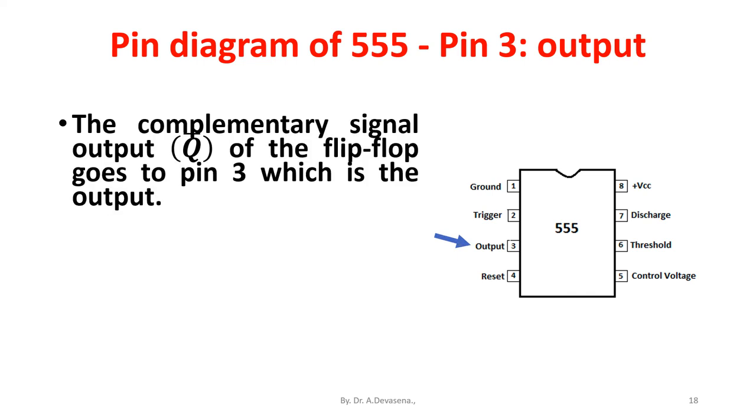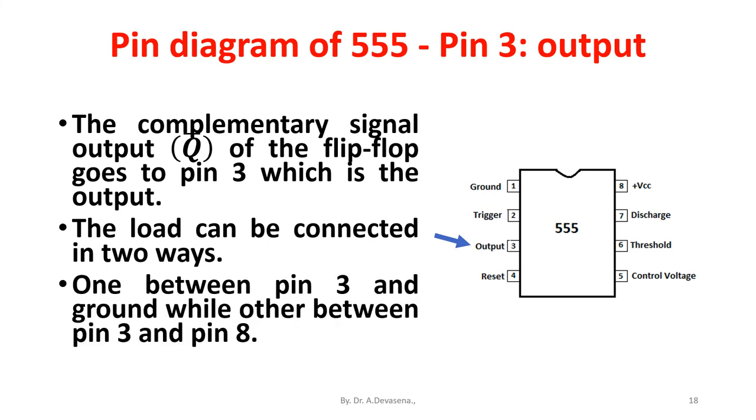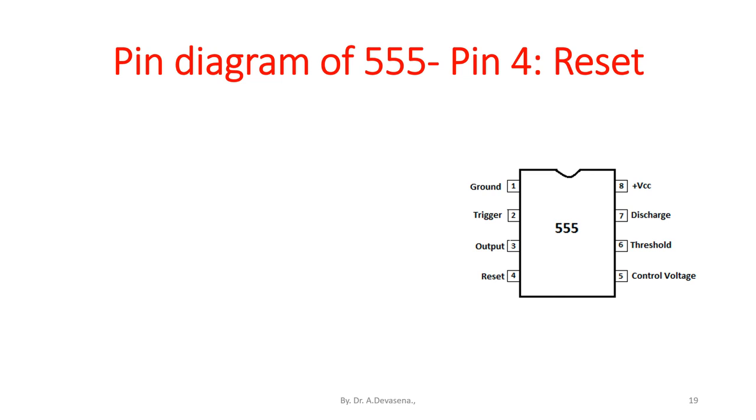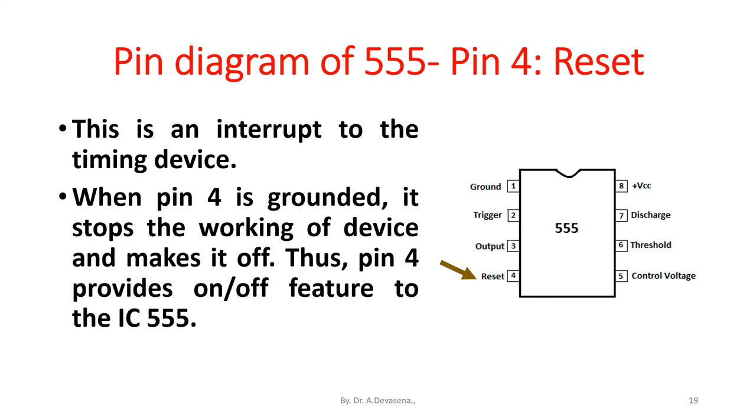The complementary signal output, Q bar of the flip-flop, goes to pin number 3, which is the output. The load can be connected in two ways, one between pin number 3 and ground, while the other is between pin number 3 and 8. Pin number 4, reset. This is an interrupt to the timing device. When pin number 4 is grounded, it stops the working of the device and makes it off. Thus, pin number 4 provides an on-off feature to the IC 555.